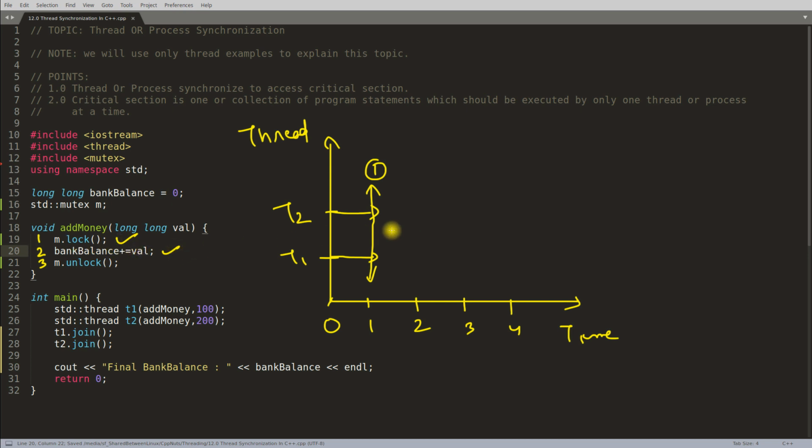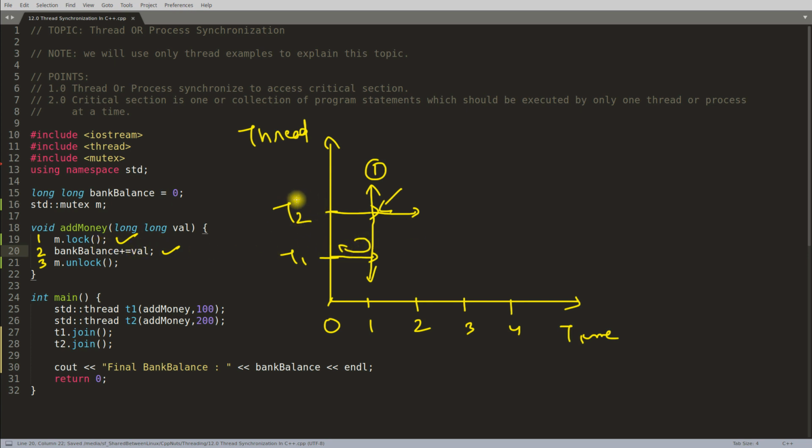So let's suppose randomly it gave the chance to thread number 2. Then thread number 2 will go ahead and thread number 1 will start waiting, as T2 has got the lock. And I should tell you that you should know what is mutex before this. So if you don't know what is mutex, please go ahead and watch my mutex video for this.